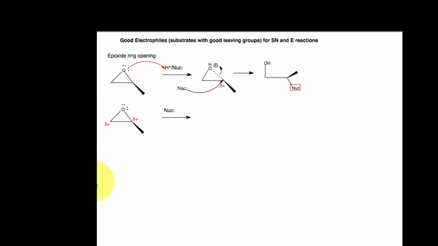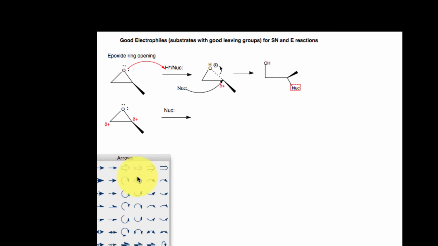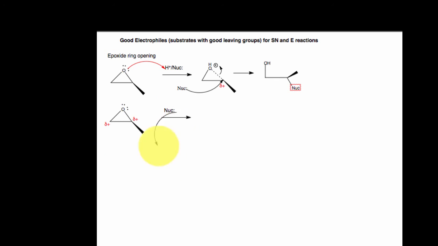So without the addition of an acid, we would get a normal SN2-like reaction, in which our nucleophile will approach the less hindered center as the C-O bond breaks, to give us a bifunctional compound. That is, the nucleophile ends up on the less hindered position. That's the bond that's broken, and the more hindered position retains the oxygen as well as its original stereochemistry.